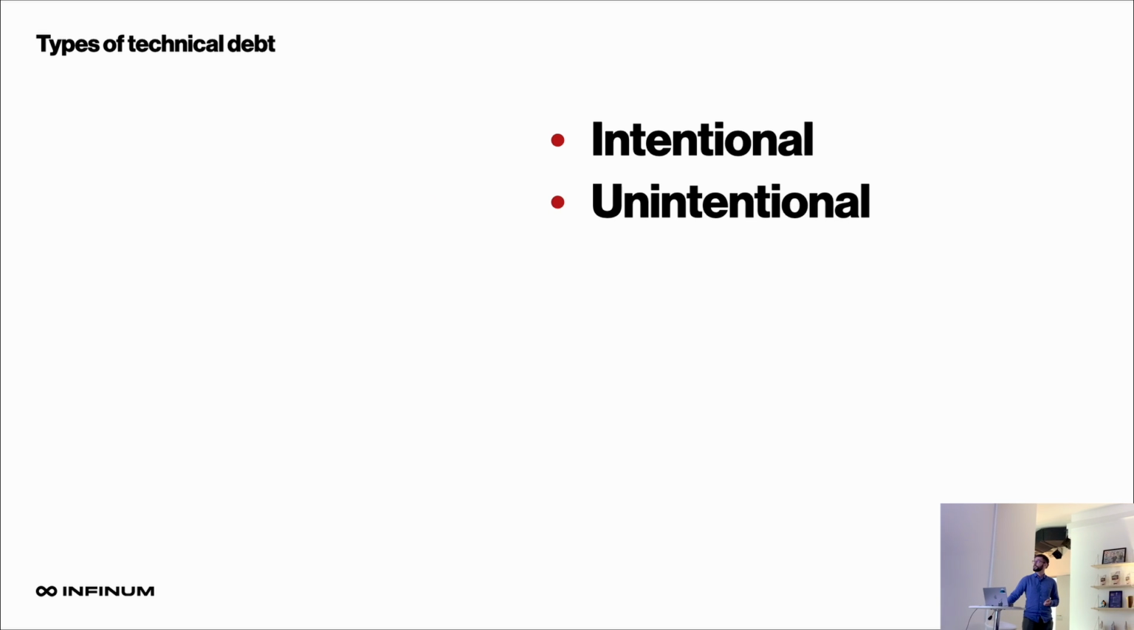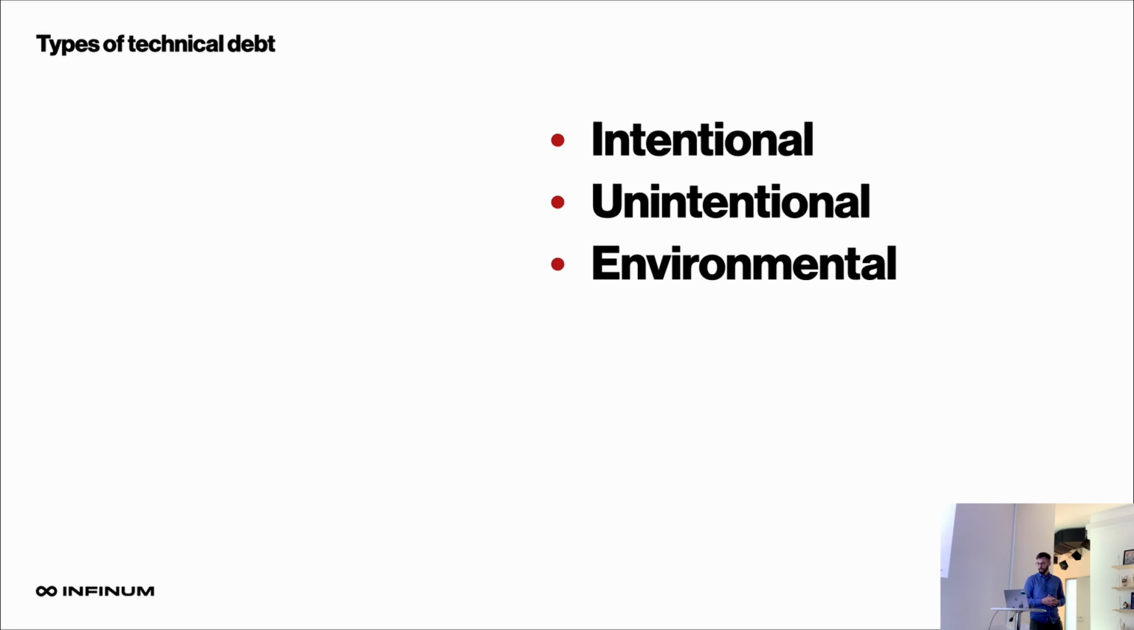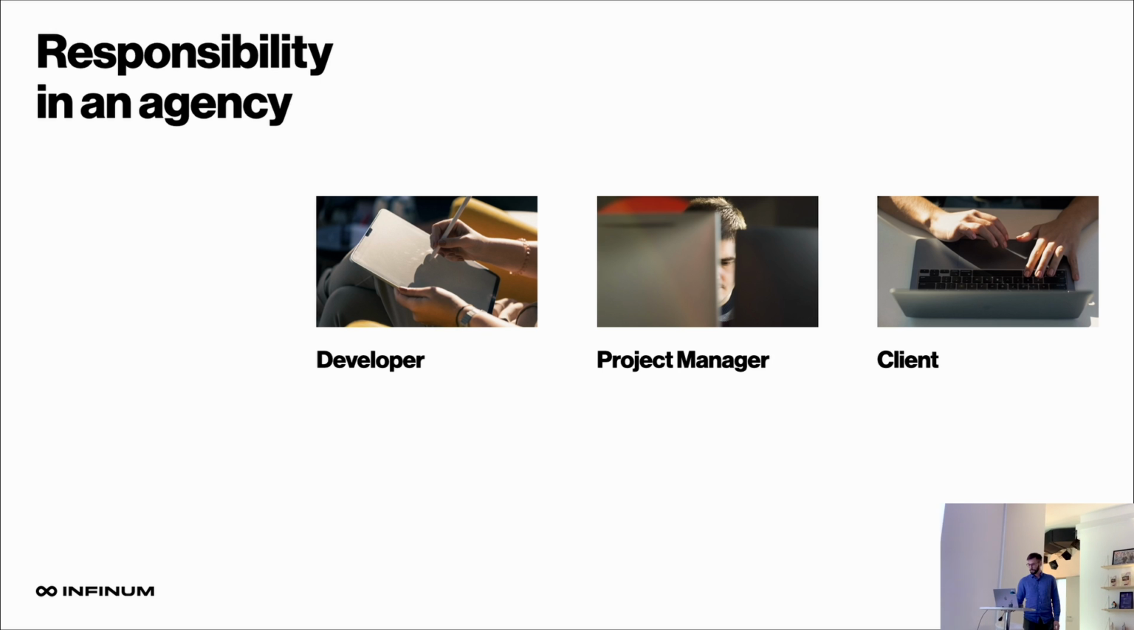Another one is unintentional. Well, that one happens when a certain feature is either complex, we don't fully understand it, or we didn't have enough time, so we rushed for solutions, which resulted in poor code, or we didn't have enough time to test things out. Another one is environmental. Well, for this one I would say that the best example is when there is no active development for a certain period of time, and yeah, then that's when the technical debt occurs.